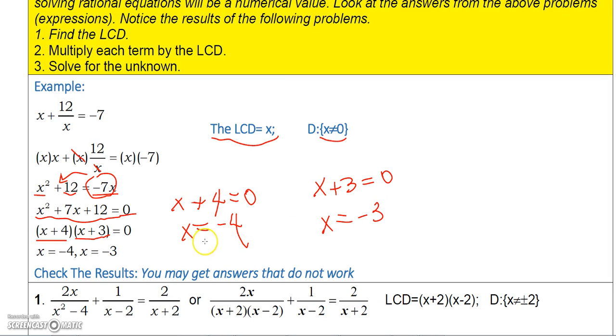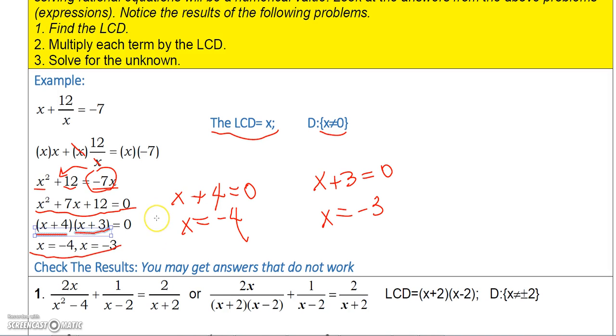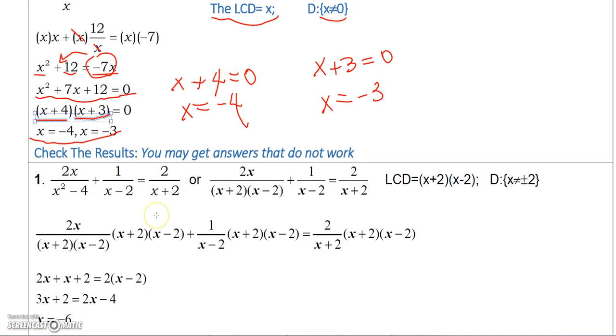But make sure you always check that those are in the domain, because, see here I said x can't be 0, but maybe in another problem x can't be negative 4. And so if x couldn't be negative 4, then you couldn't use negative 4 as one of your answers. But both of these answers work, so the answers are negative 4 and negative 3.